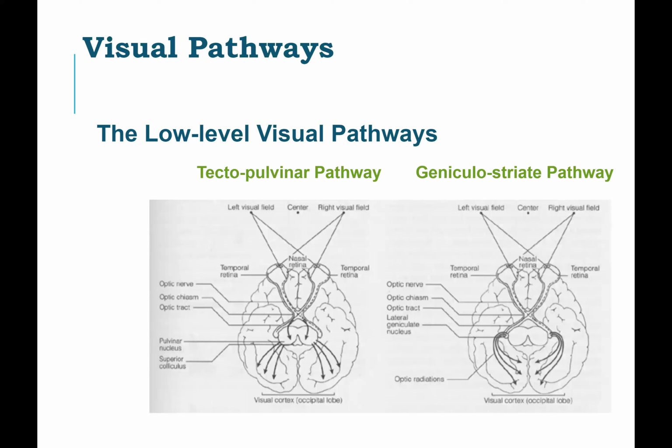Eye movement behavior is mediated by a different pathway than the one we talked about before. We talked about the geniculostriate pathway, which takes the visual information from the eye all the way to the primary visual cortex through the LGN. But the other pathway is the tectopulvinar pathway. In this one, some of the ganglion cells branch off from the other pathway and go directly to an area called the superior colliculus.